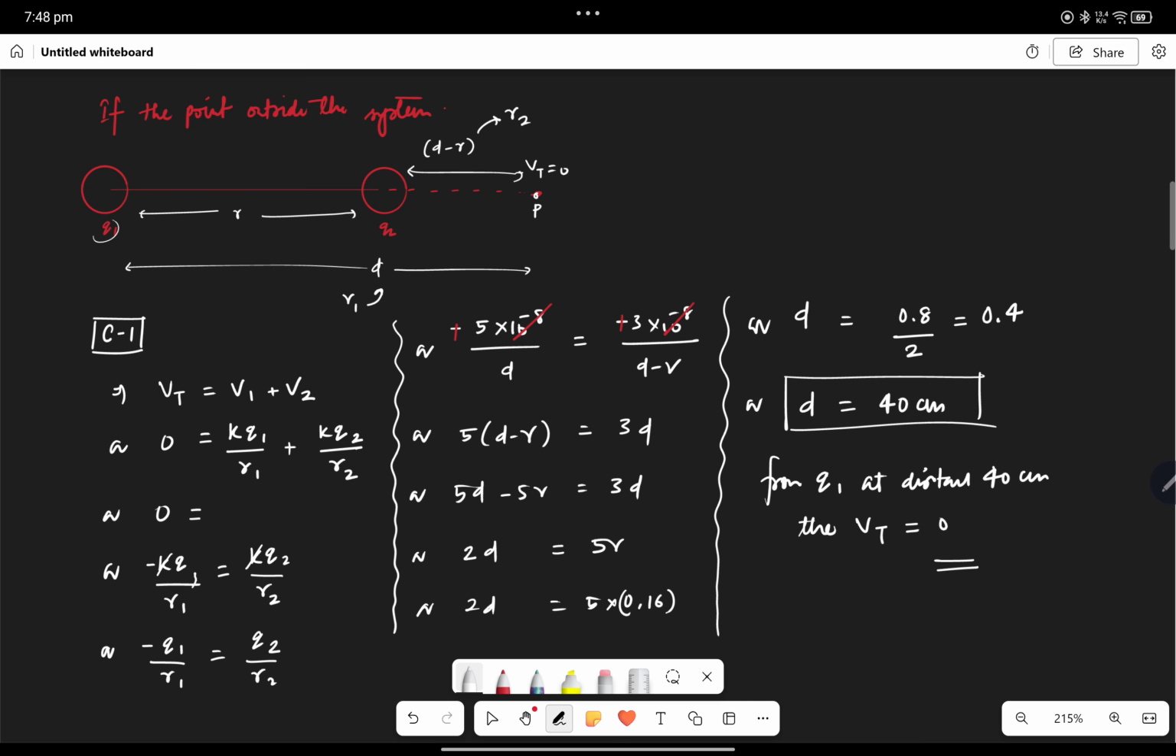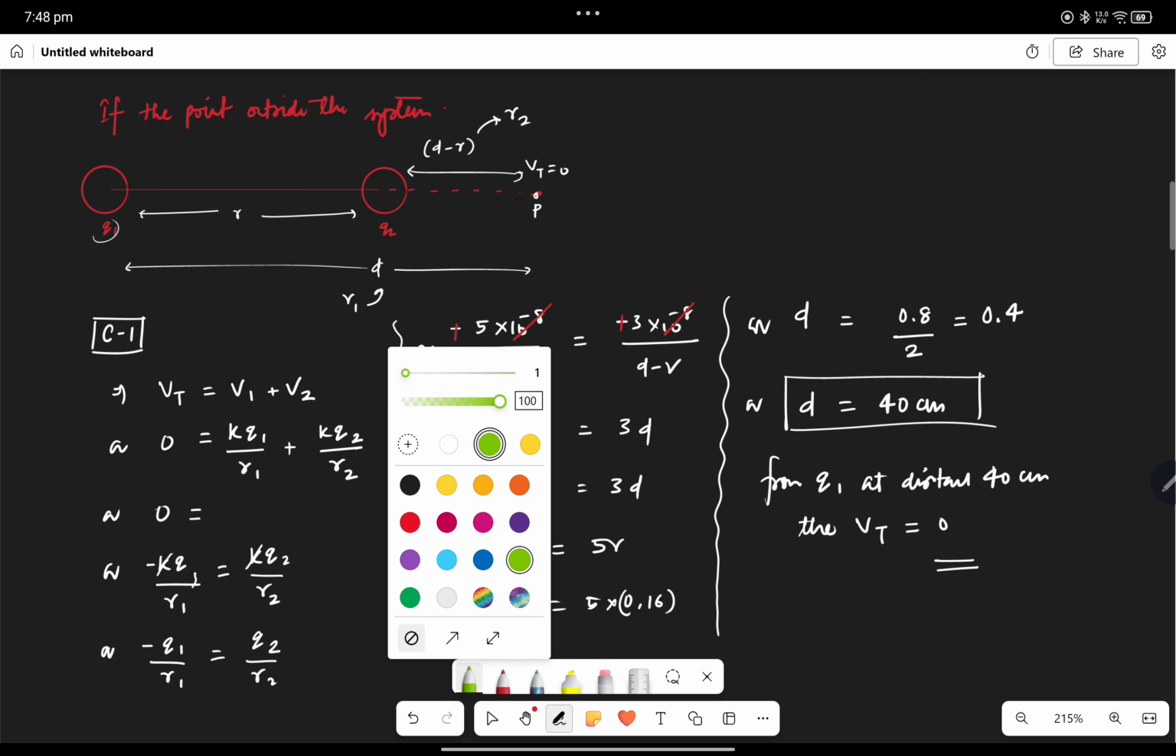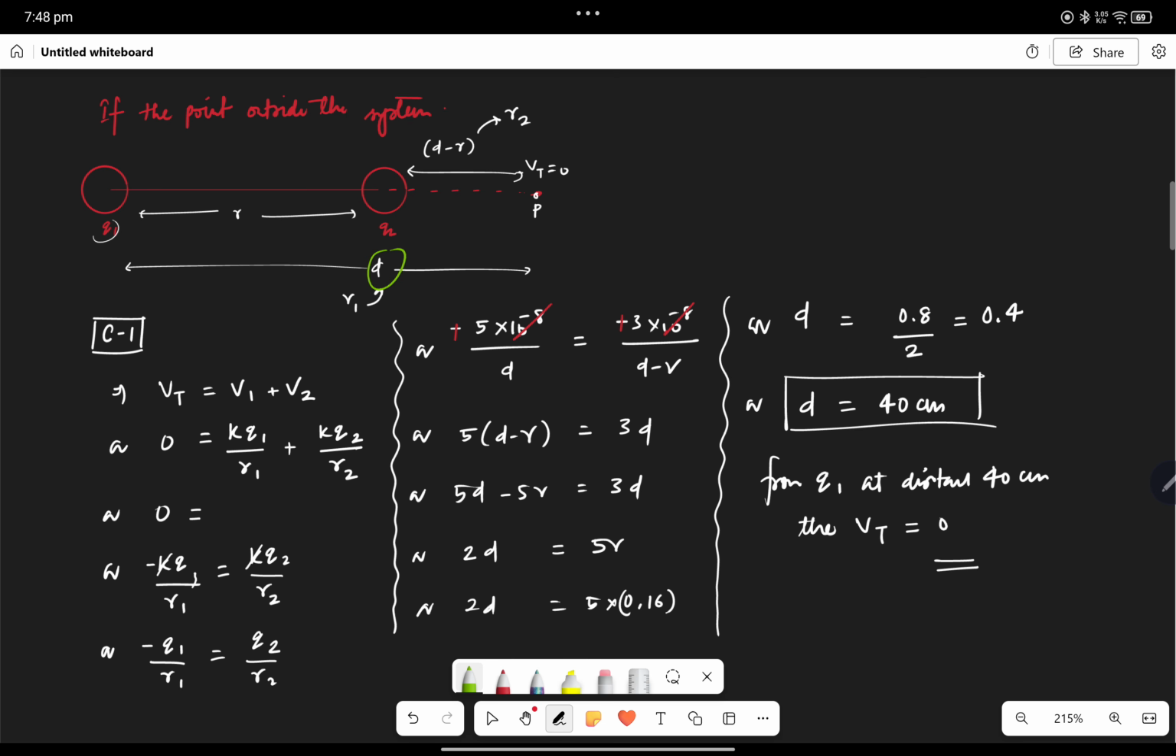So this is the way you can solve this question, and you are going to get full marks in your exam. You just have to write the given statement, then the diagram, and then the procedure you have to follow, and write the right answer. So from here to here, the distance d is going to be 40 centimeter for getting that particular V total as 0, the potential total is 0.